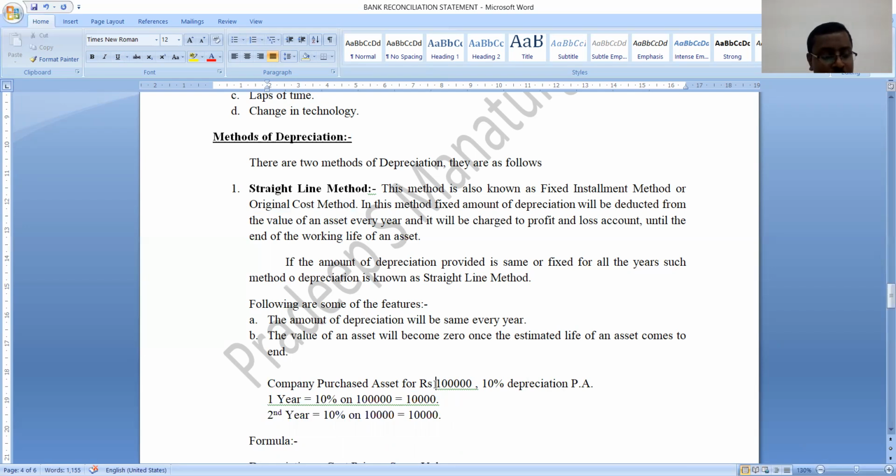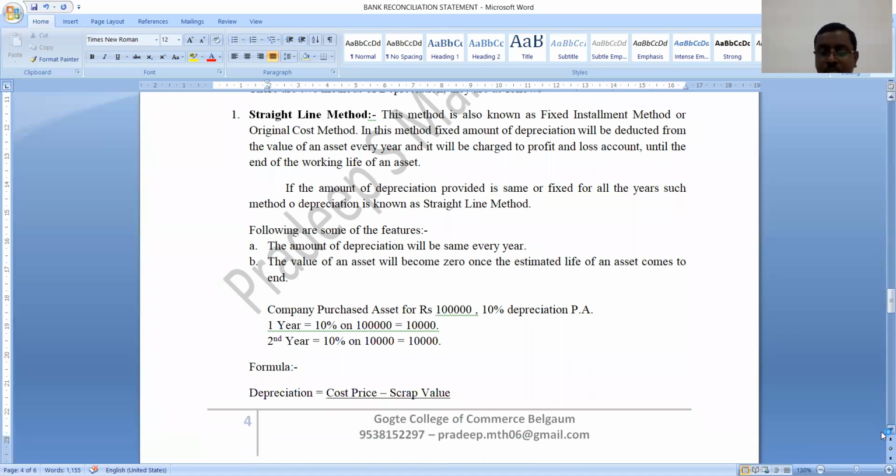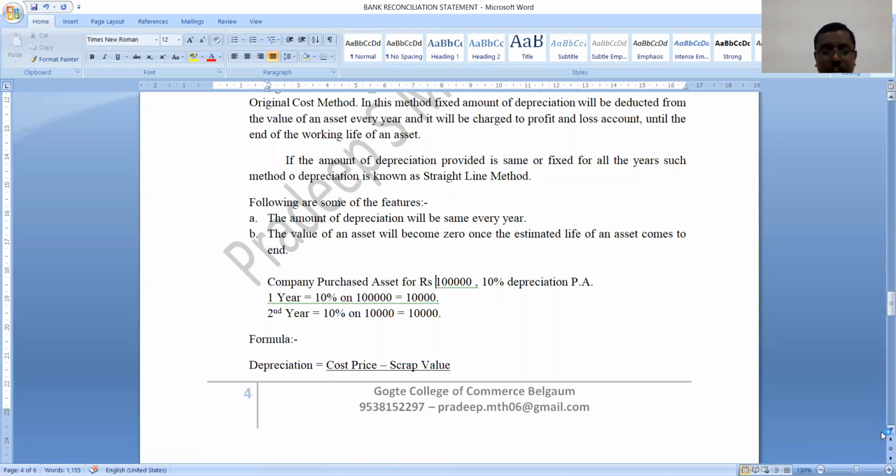How does this particular method work out? Under this method, every year we are going to charge the same amount of depreciation on the value of an asset till the estimated life of the asset comes to an end. That particular method is known as the original cost method, or fixed installment method, or straight line method.